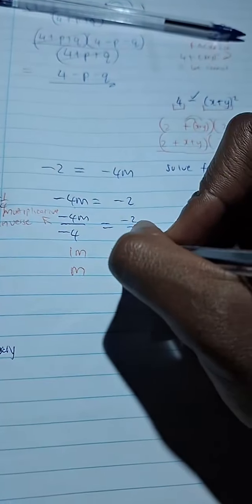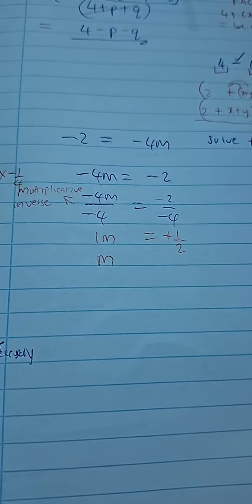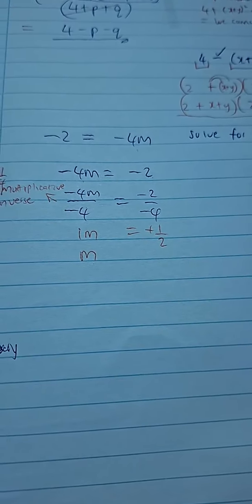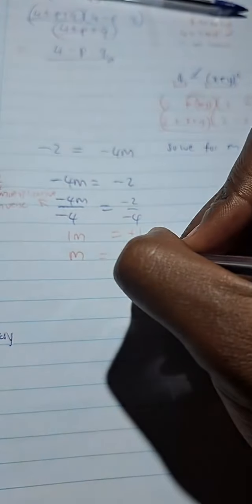What is -2 divided by -4? It's positive half, not 2. Some of you are saying it's 2. Some of you are saying it's -half. Hi guys. M is equal to half. That's positive.